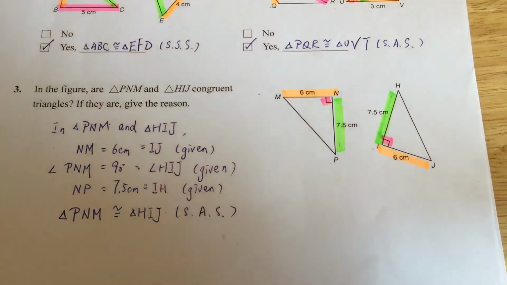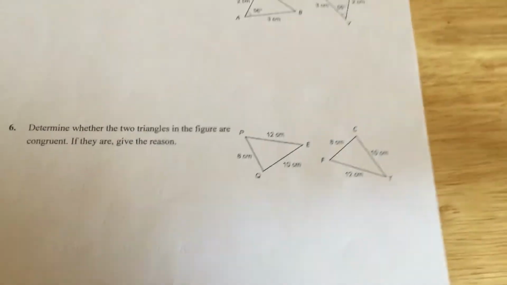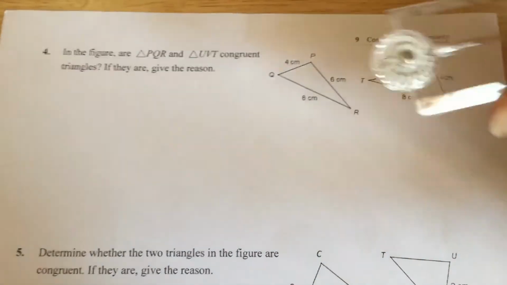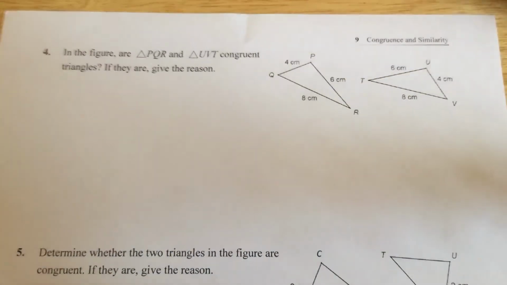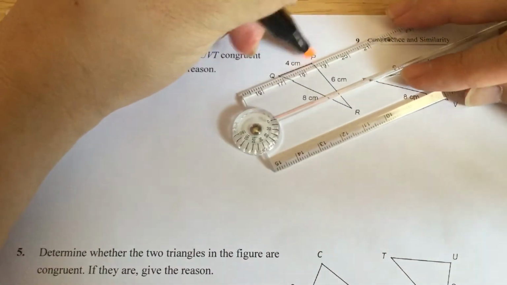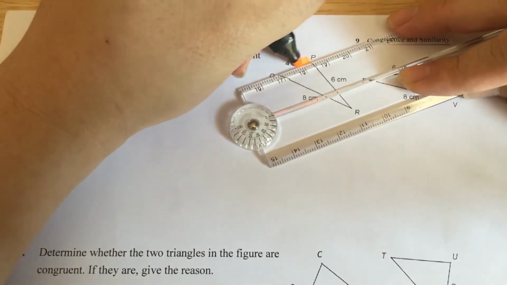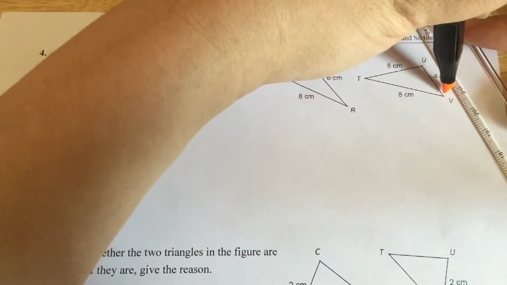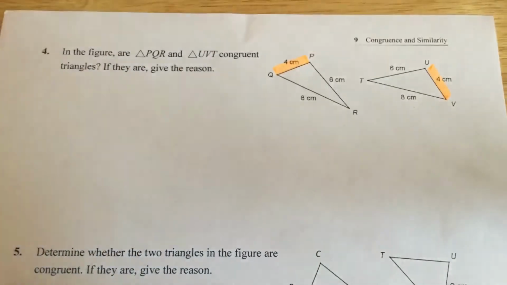Okay, now we will go to question 4. For question 4, we can easily count the 3 reasons, because this one must be SSS, since all the sides are given and all the corresponding sides are the same. So why don't we highlight once again? This is PQ, and I know that this one will be equal to UV. This is the first condition, the orange highlighter.